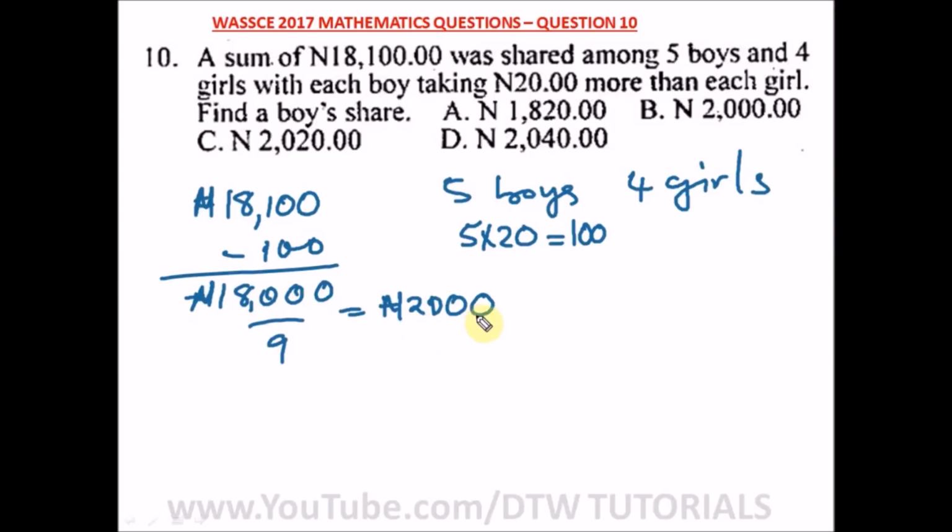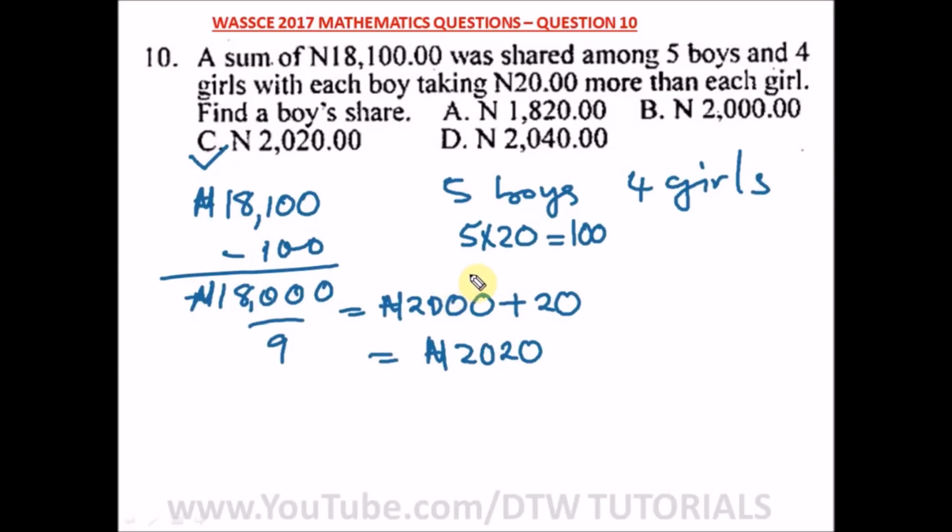But remember that each boy was given 20 naira more than each girl. So to find a boy's share, we just add 20 plus 2,000, and our answer here will be 2,020 naira. So our right option here is 2,020 naira, and our correct option is Option C.